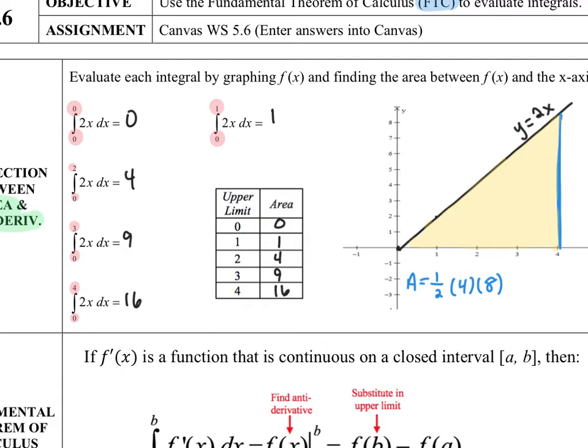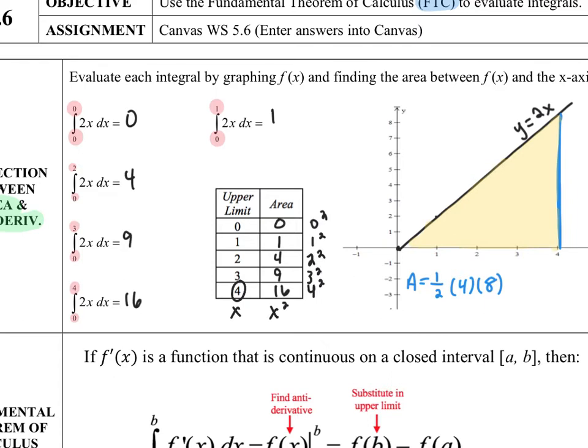What I'd like to do now is take a look at these areas and how they were connected to that upper limit and see if I see a pattern emerging. And what I see is the area that I got is whatever that upper limit was squared. So this first one, if I take 0 squared, I get the 0. If I take 1 squared, I get 1. If I take 2 squared, I get the 4. 3 squared is the 9, and 4 squared is the 16. So if my upper limit is x, the area can be found by just doing x squared.